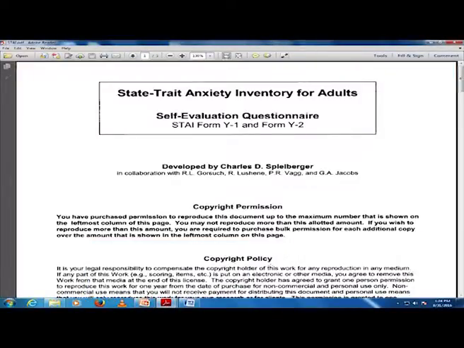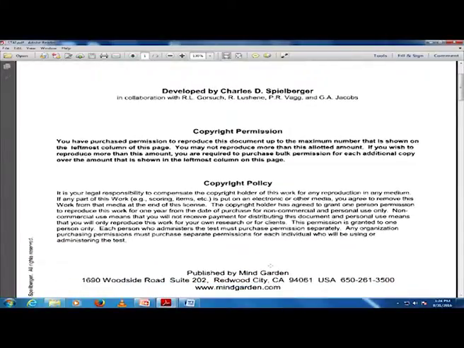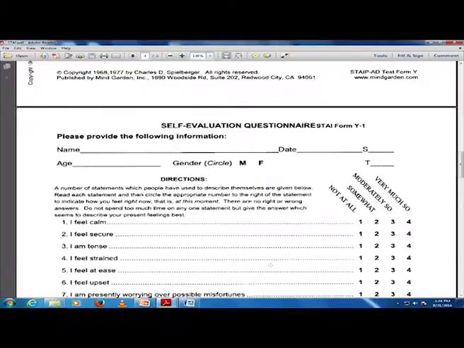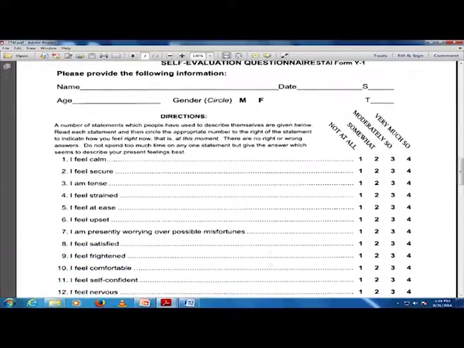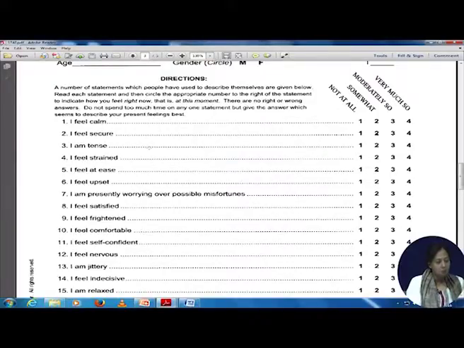This is a form of the STAI. See how the instructions or the directions are different. So, this is the state scale. It talks about a number of statements which people have used to describe themselves. Read each statement and then circle the appropriate number to the right of the statement to indicate how you feel right now, that is, at this moment.